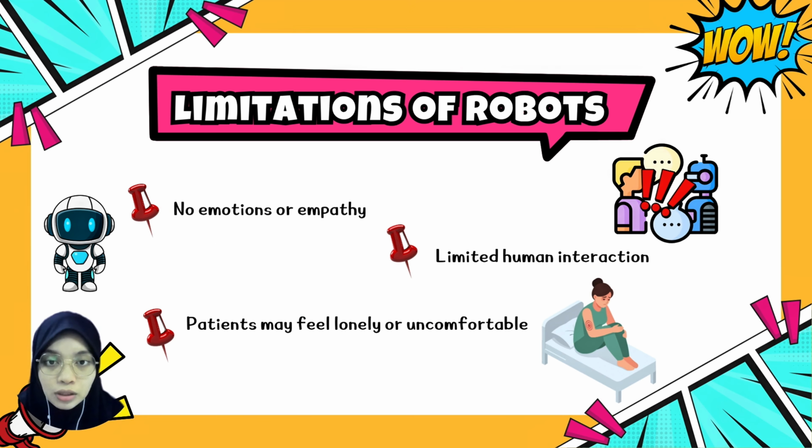So today I will talk about limitations of robots. First, no emotions or empathy. An assistive robot cannot feel compassion or offer a shoulder to cry on. In a healthcare setting, if a patient receives bad news or is in pain, a robot can record the data, but it cannot provide the genuine empathy that helps a patient feel understood and safe.